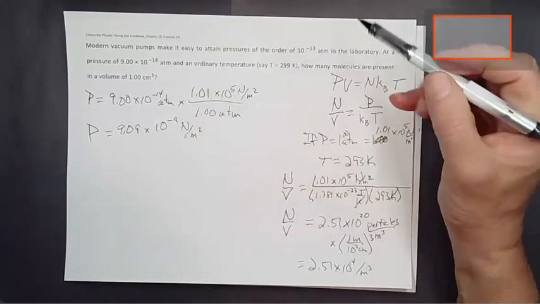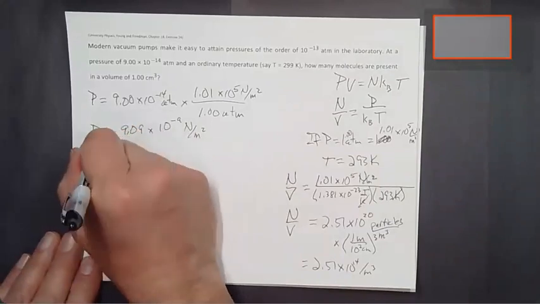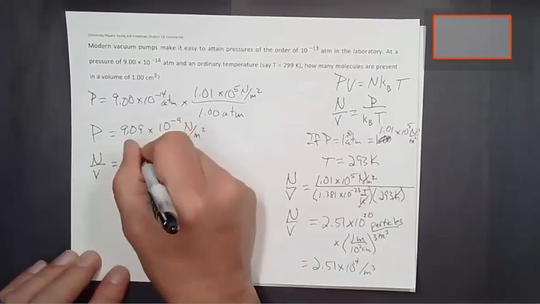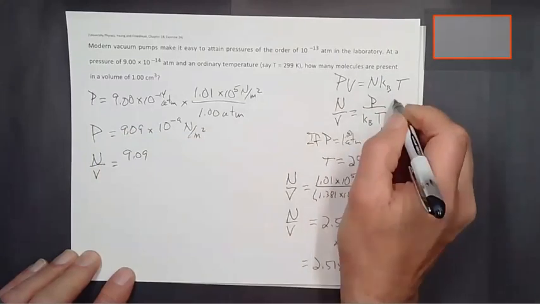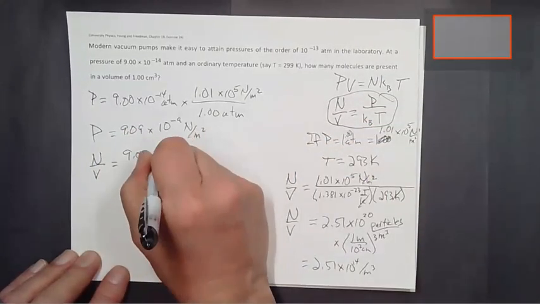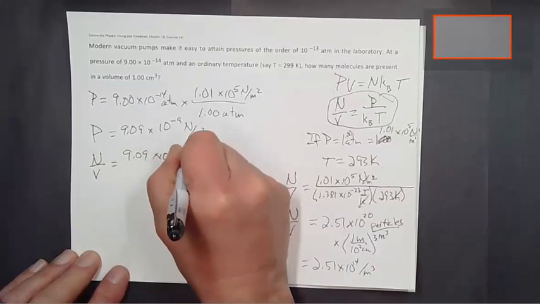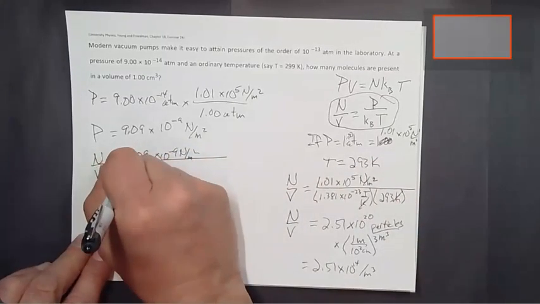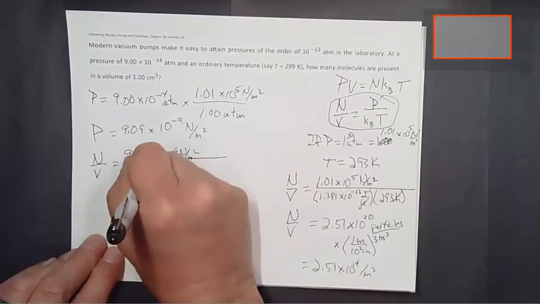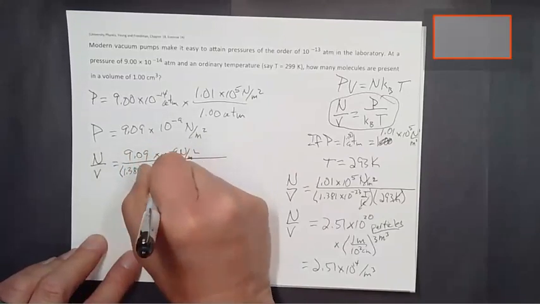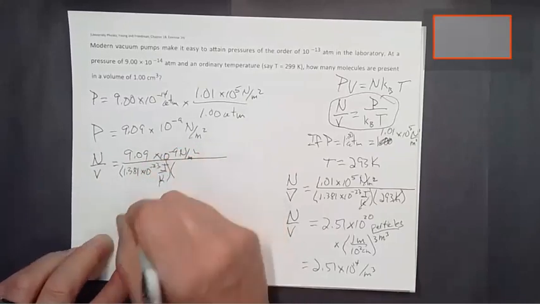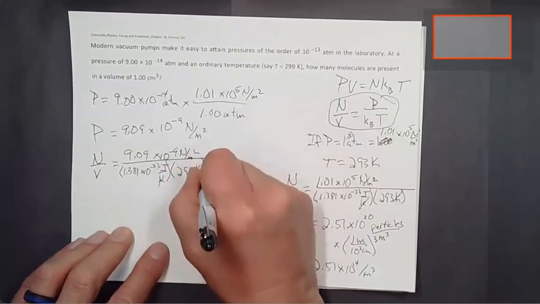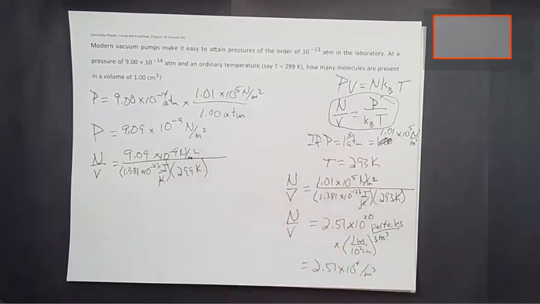Okay, so this really great vacuum, how many particles per, we'll do it in meters first and then do the substitution. 9.09, and I'm using this equation again, times 10 to the minus 9th newtons per square meter, and Boltzmann's constant, 1.381 times 10 to the minus 23rd joules per Kelvin, and then the temperature of 299 Kelvin. Let's see what we get.